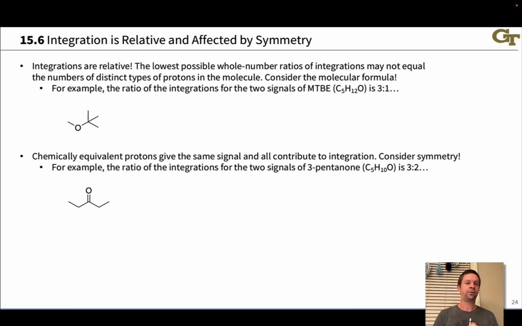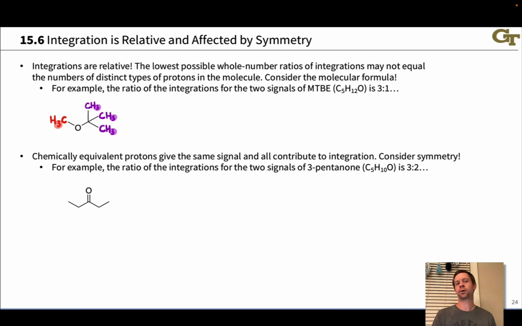Let's take as an example this compound, methyl tert-butyl ether. That's this compound right here. The ratio of the integrations for the 2 signals in the proton NMR spectrum of MTBE is 3:1. However, we should notice that 3:1, if this is the total number of hydrogens, that adds up to only 4 hydrogens per molecule, but the molecular formula says there are 12 hydrogens per molecule, and the molecular structure bears this out, right? We have a CH3 group here on the left, that's 3 hydrogens, and we have a tert-butyl group on the right that has 9 hydrogens built into it.